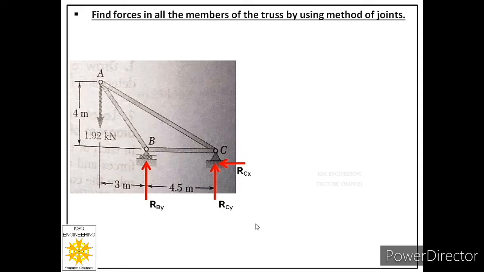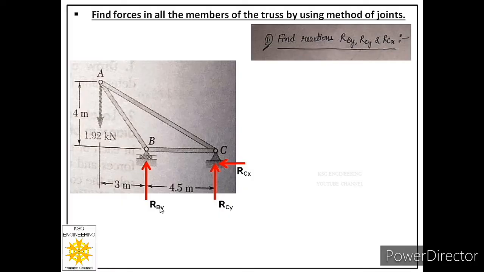So first step is identify the supports in the truss, then label the reactions provided by those supports. Now what is the next step? Next step is we have to find these three unknown reactions. So how we can find? Through equations of equilibrium. So let us apply equations of equilibrium one by one. So what is our motive? Now we want to find RBY, RCY and RCX.